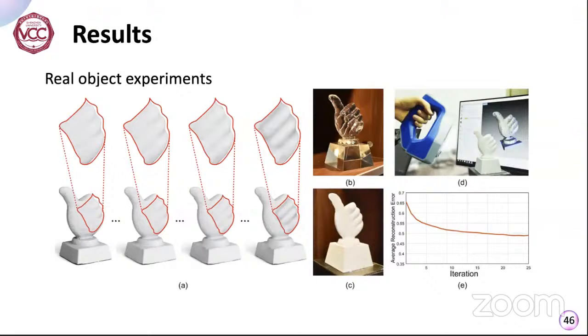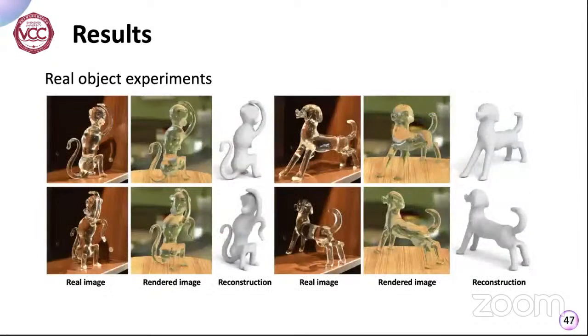To conduct the quantitative evaluation, we actually paint this transparent object and carefully scan it with a high-end scanner as a ground truth. Then the average reconstruction error curve shows that our approach can in fact reduce this reconstruction error and converge after only 20 iterations. So here are the reconstruction results for the monkey and the dog, all real objects. For each object, this reconstruction, the red column, successfully captures the features of the concave parts, right? Highlighted in this green box.